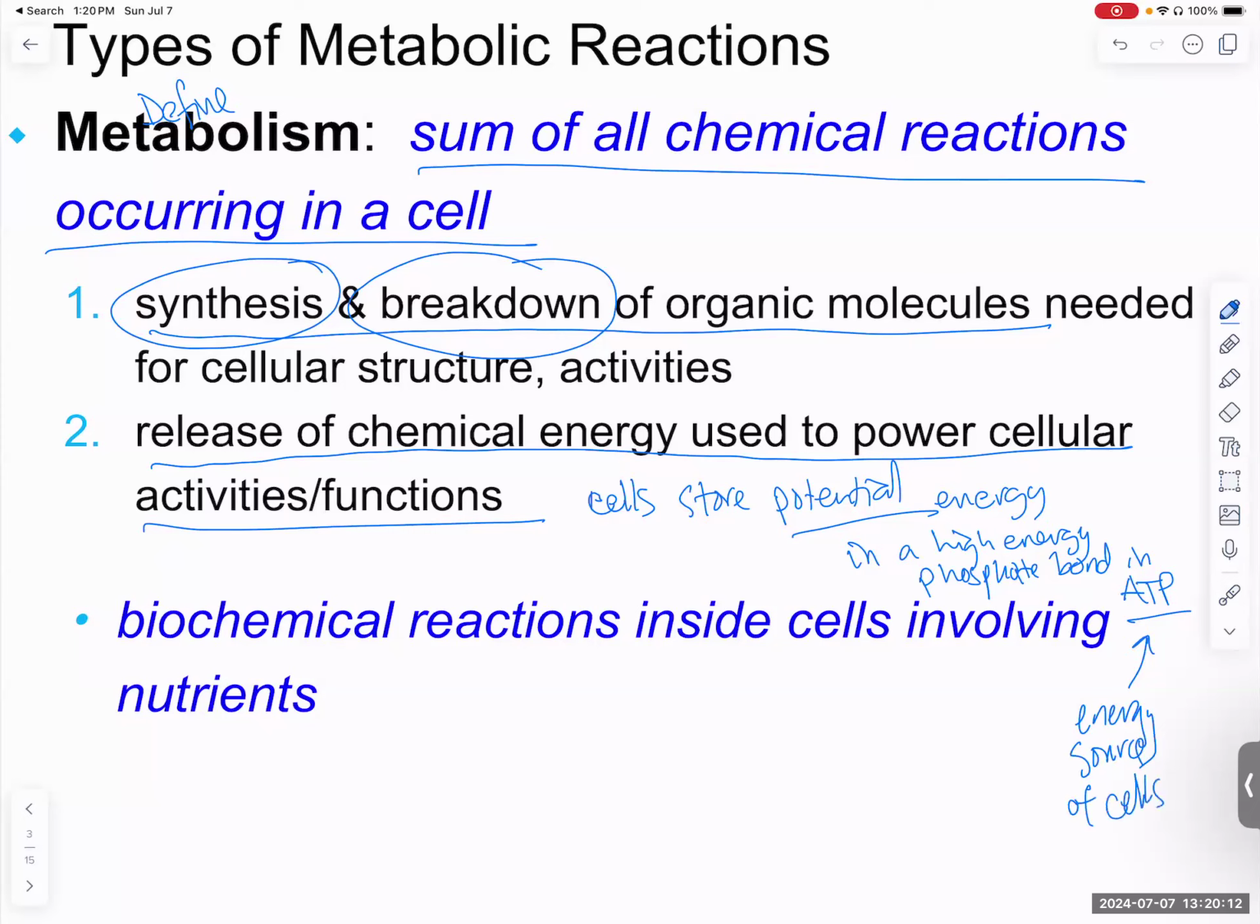Cells can't use glucose. It can't use the potential energy in a glucose molecule. It can't use the potential energy in a triglyceride molecule. It has to actually have that potential energy from glucose and triglycerides transferred to these high energy phosphate bonds in ATP. And so these chemical reactions that are transferring this potential energy are one of the big drivers of our metabolism.